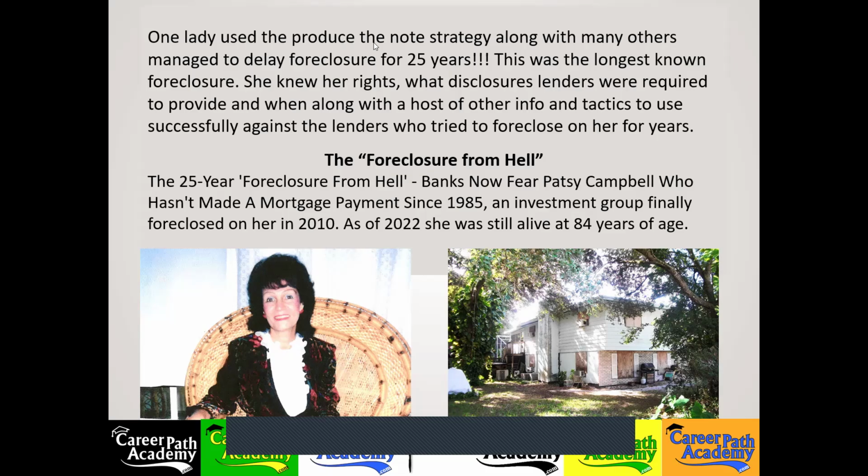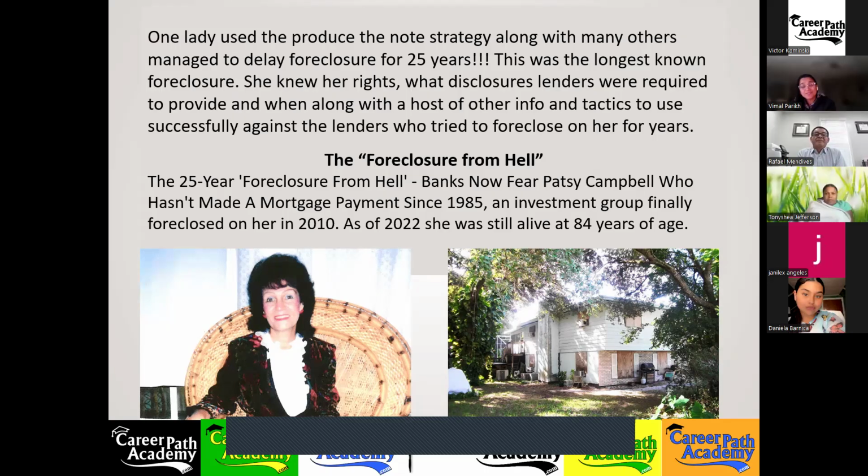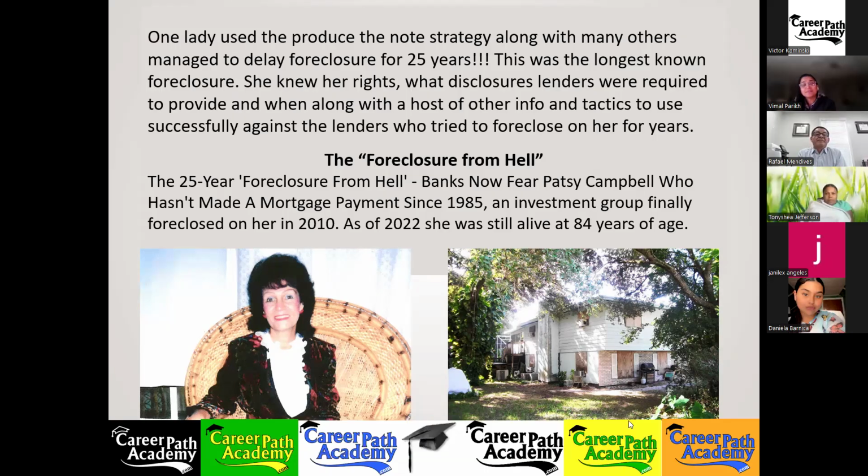So this lady used the produce-the-note strategy along with many others, and she managed to delay foreclosure for 25 years. Wow. Could you imagine? She delayed foreclosure for 25 years. This was the longest foreclosure in history that's known. Right. She knew her rights.